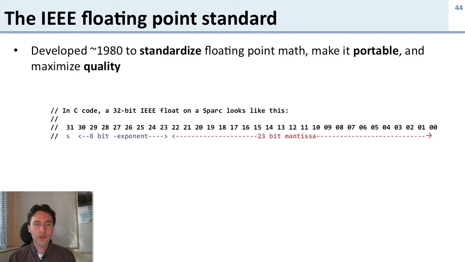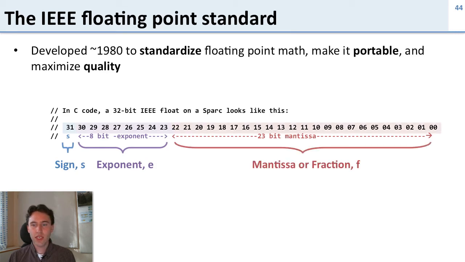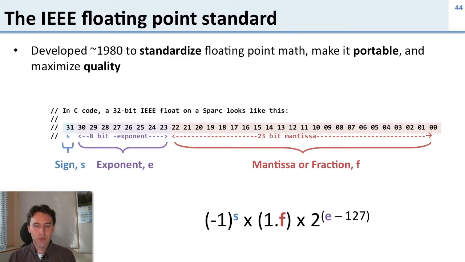So here's what a 32-bit IEEE float looks like. We have 32 bits. The most significant bit is the sign. We then have 8 bits of an exponent and 23 bits of mantissa or fraction. And here's the interpretation. Minus 1 to the s, so that's the sign bit. If s is 1, it's going to be negative, times 1 point f. So you've got this 1 before f, times 2 to the e minus 127.